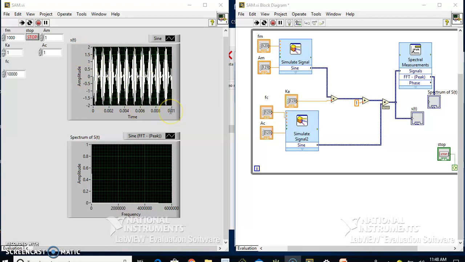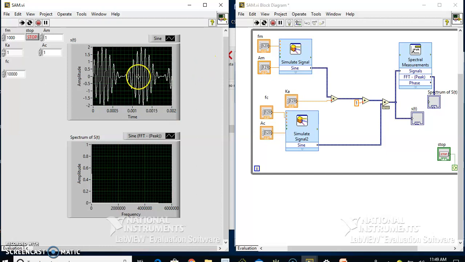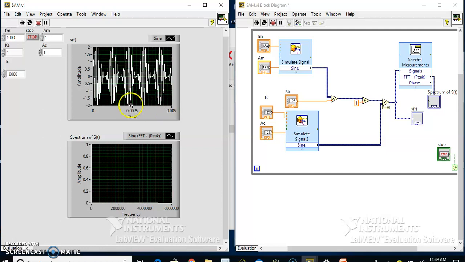In order to get more clarity, it's better to take out the auto scale. Since the frequency is 1 kHz, if I want to see hardly 2 cycles, I will change this to 2 milliseconds, which is 2 e power minus 3. Now you can see hardly 2 cycles. If you want to see more cycles, you can make it 0.05, so that you can see at least 5 cycles. So now you have 5 cycles.